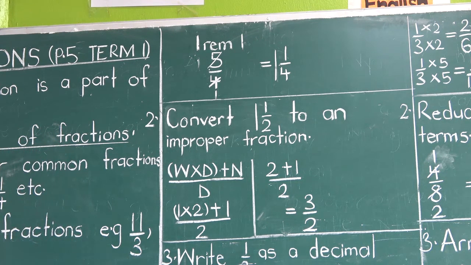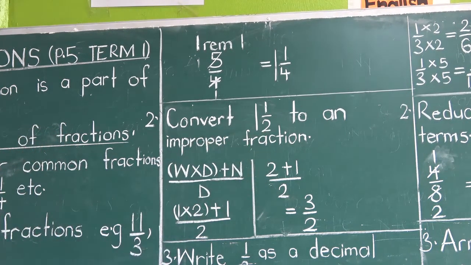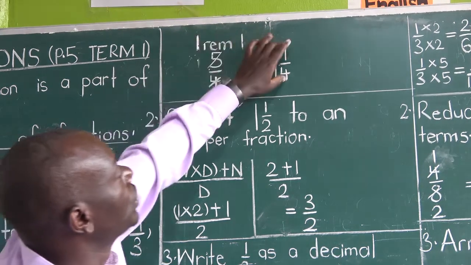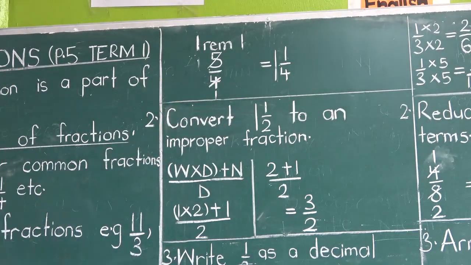As we look at the second example, which tells us to convert 1/2 to an improper fraction, it's the other way around. In number 1, we converted an improper fraction to a mixed fraction. Now, mixed fraction to improper fraction. It's very easy.